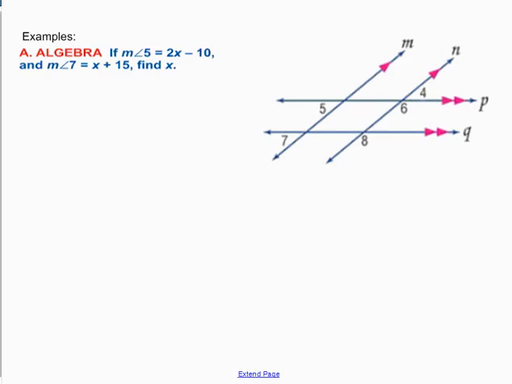Okay, so moving on. If we have algebra here, measure of angle 5 equals 2x plus 10, and the measure of angle 7 equals x plus 15, we need to find x. So first of all, I need to find angle 5. And I found it right here. And I'm going to take this algebra and plug it right in here in the picture. It helps me see what's going on. And then I'm going to find angle 7, which is right here, and plug in that same algebra.